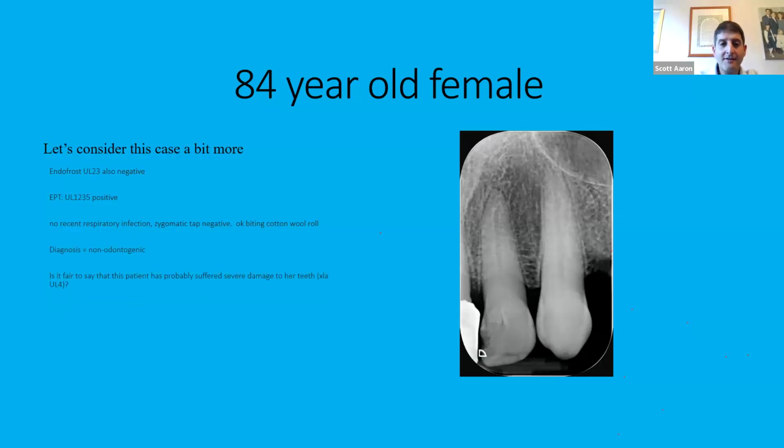And I think it's fair to say this lady has suffered severe damage to her teeth in that somebody has pulled out the upper left four, seemingly for no obvious reason. Now, we can't prove that because I don't have the pre-op before somebody took that four out. But the fact that taking the four out has made not a blind bit of difference to the pain sort of indicates that. She's also had multiple courses of antibiotics.